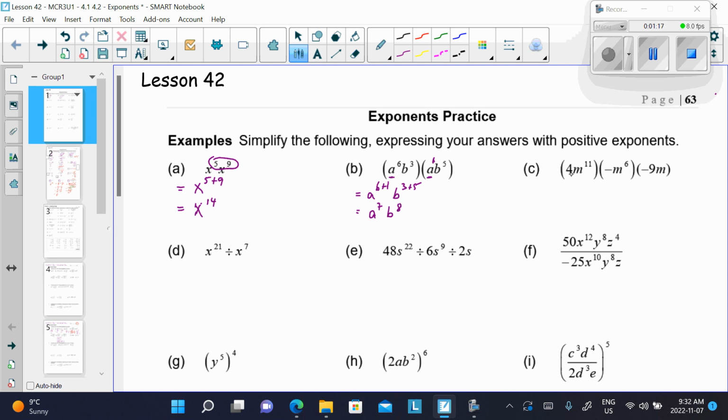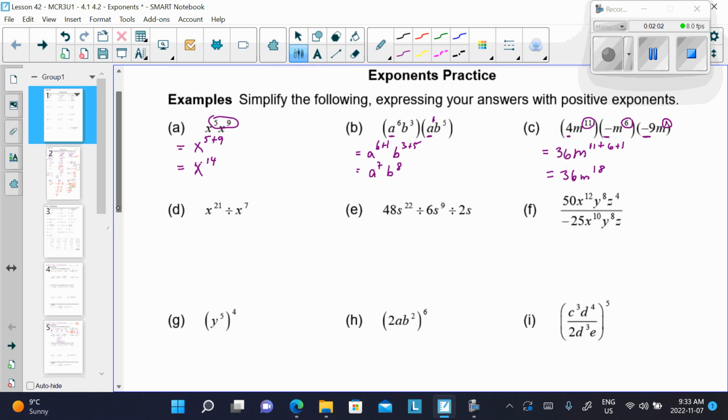Question C, when you have coefficients in front of the letters, so we have a 4, we have a -1, and then we have a -9, you want to multiply those first. So if I multiply those together, that will give me 36. And then you want to add the exponents. And the last one has a 1. So we have 11 plus 6 plus 1, which is 18. So m to the 18. And I should have showed my work. So I'm just going to show what I did there. 11 plus 6 plus 1, which is 36 m to the 18.